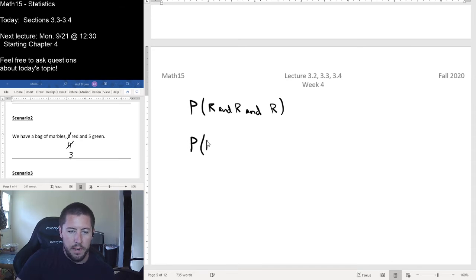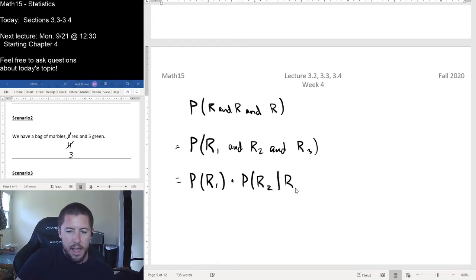Is going to be probability of red on the first and red on the second and red on the third is the probability of first getting a red on the first one times the probability of getting a red on the second, given that we had a red on the first, times the probability that we get a red on the third, given that we had a red on the first and a red on the second, right?